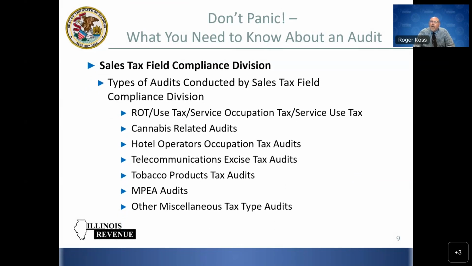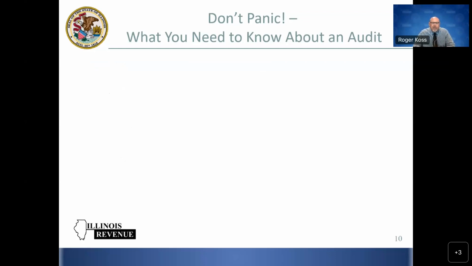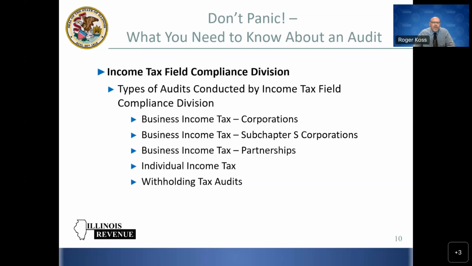That division consists of approximately 150 auditors and 25 supervisors. We have auditors located throughout Illinois, as well as in major metropolitan areas throughout the United States, such as New York, Houston, Dallas, Los Angeles, San Francisco, and a few other large metropolitan areas. The second division in the audit area is the Income Tax Field Compliance Division. It consists of approximately 75 auditors that are again located throughout Illinois, as well as the major metropolitan areas throughout the United States.